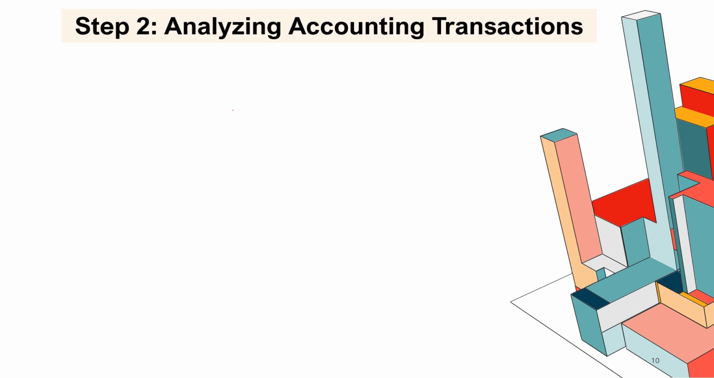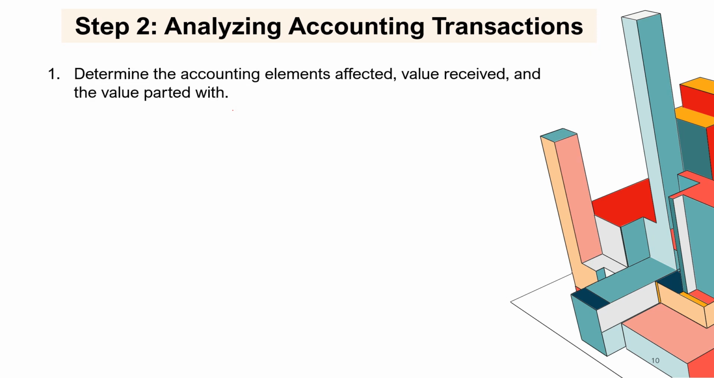Let's move on to step number 2, which is analyzing accounting transactions. We have 3 procedures here. One is determine the accounting elements affected, value received, and the value parted with. We did this in our previous session. We identified what accounting elements, whether assets, liabilities, or owner's equity, were affected by the business transaction. And we even identified what value received and value parted with.